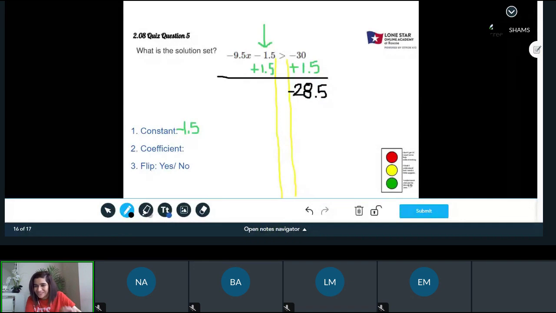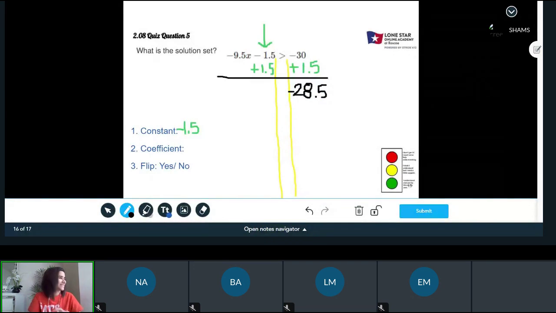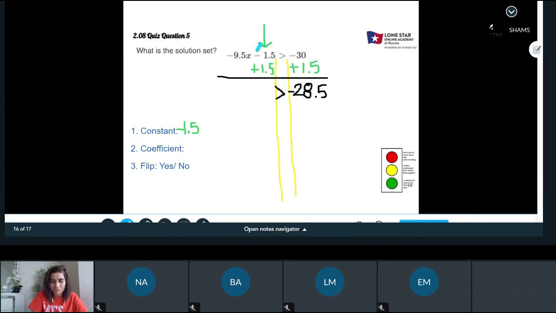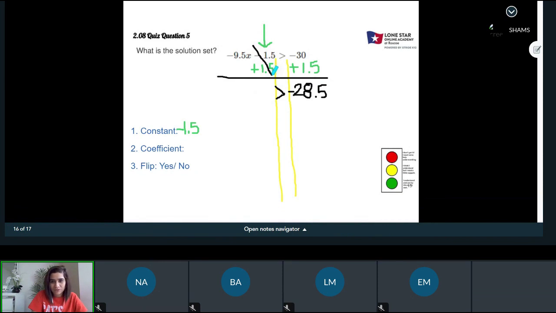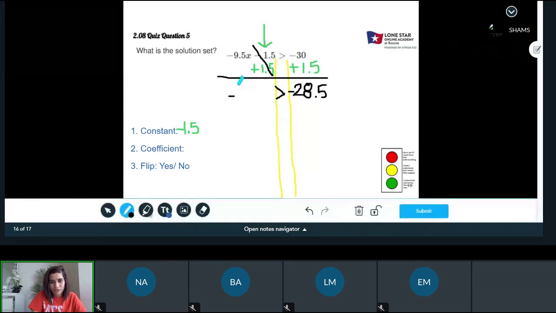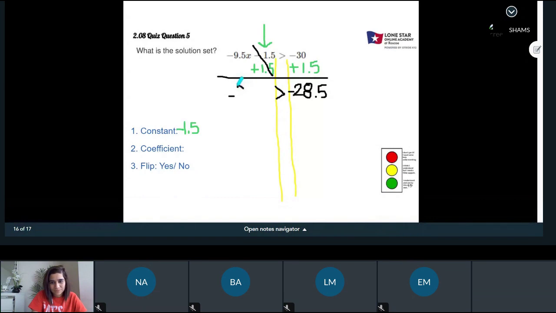Yes, it was a negative 30. Go ahead, Angelina. Okay, Ben got the answer. I agree with you, Ben. Excellent. And here I have the symbol greater than. Minus 1.5 and plus 1.5 is 0. You have negative 9.5x.